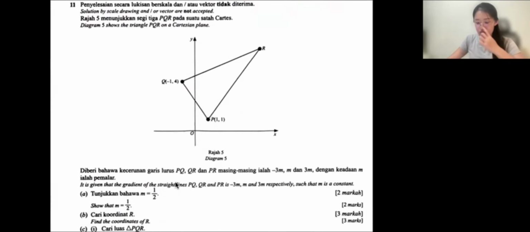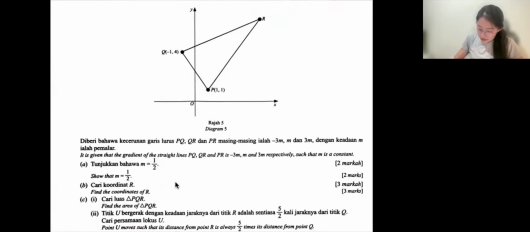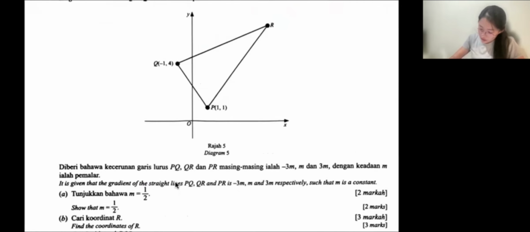Diagram 5 shows the triangle PQR on a Cartesian plane. This is your coordinate geometry, Form 4, Chapter 7. It is given that the gradient of the lines PQ, QR, and PR. Let me just write it here like this. PQ, QR, and PR is negative 3m, m, and 3m respectively. m is a constant. We need to show that m is 1 over 2. So how?